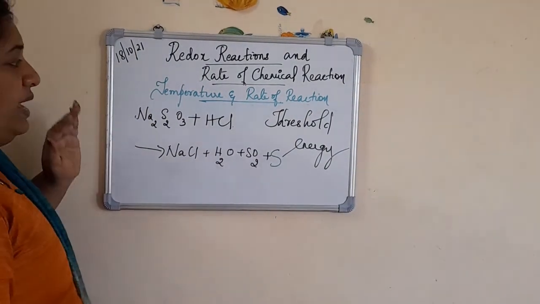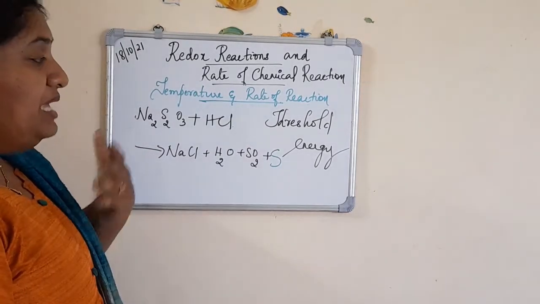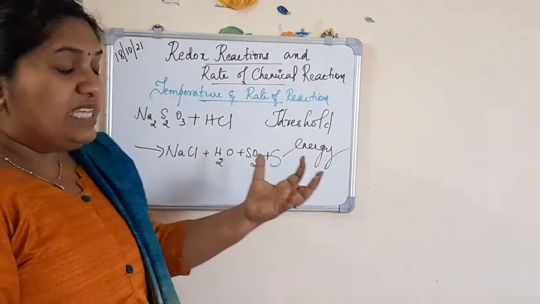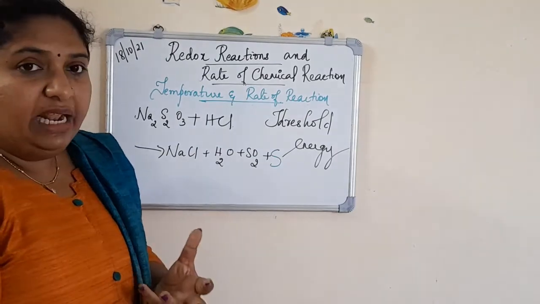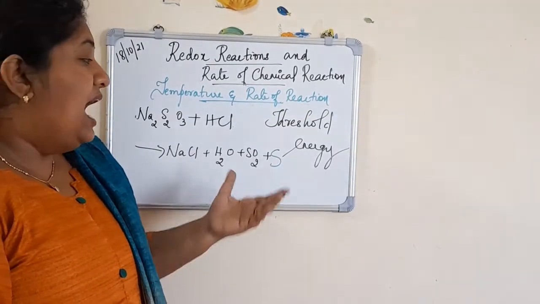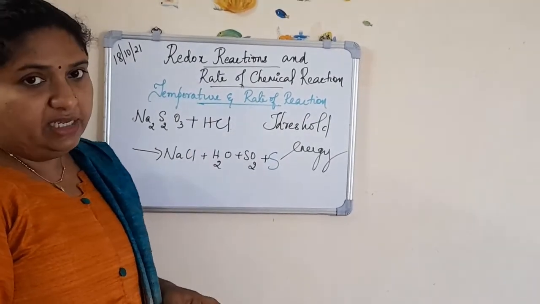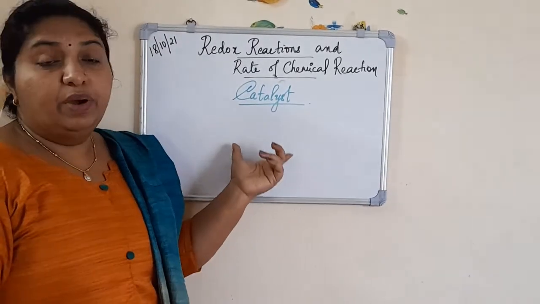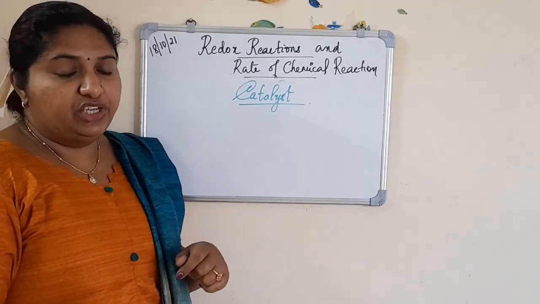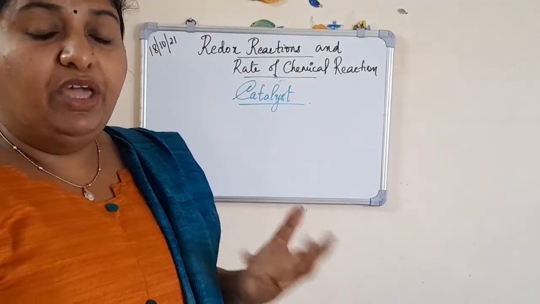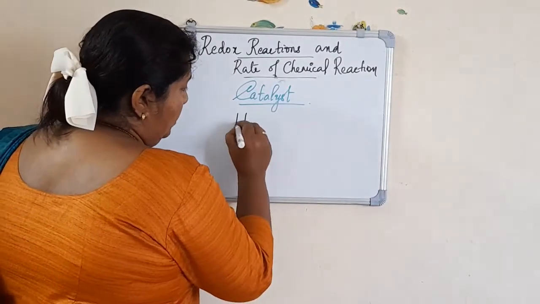Okay, so when I am increasing the temperature, when I am heating it, what happens? The molecules attain the threshold energy very quickly and they start reacting, and we are getting the final product. So the last topic is catalyst and the rate of reaction. To make you understand about the catalyst, I am writing an equation here.